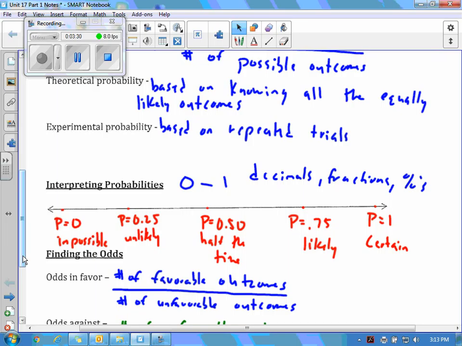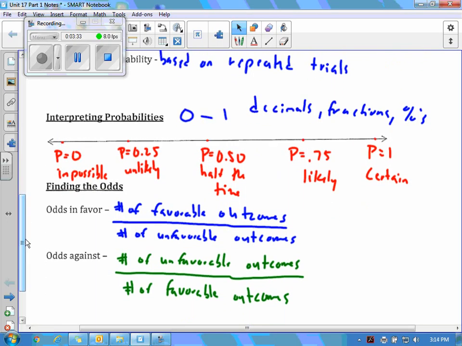And then on the bottom of the page, we have finding odds. So everything from interpreting probabilities as well as probabilities, these last 2 definitions go with finding odds. When we did probability, it was number of favorable outcomes over the total. Odds are a little bit different. So when we do odds in favor, that's going to be the number of favorable outcomes over the number of unfavorable outcomes. And then odds against is the number of unfavorable outcomes over the number of favorable outcomes. So remember, when we say favorable outcomes, that means what we want to happen. Unfavorable is what we don't want to happen.